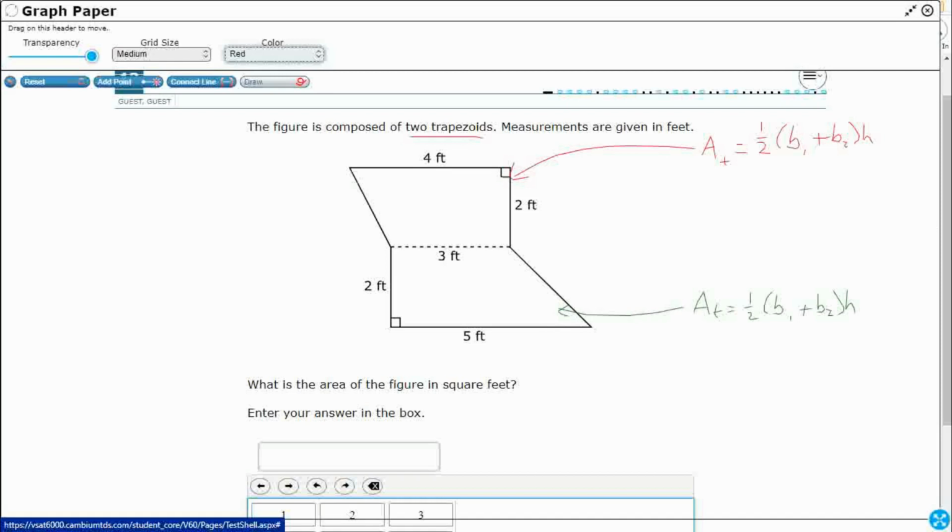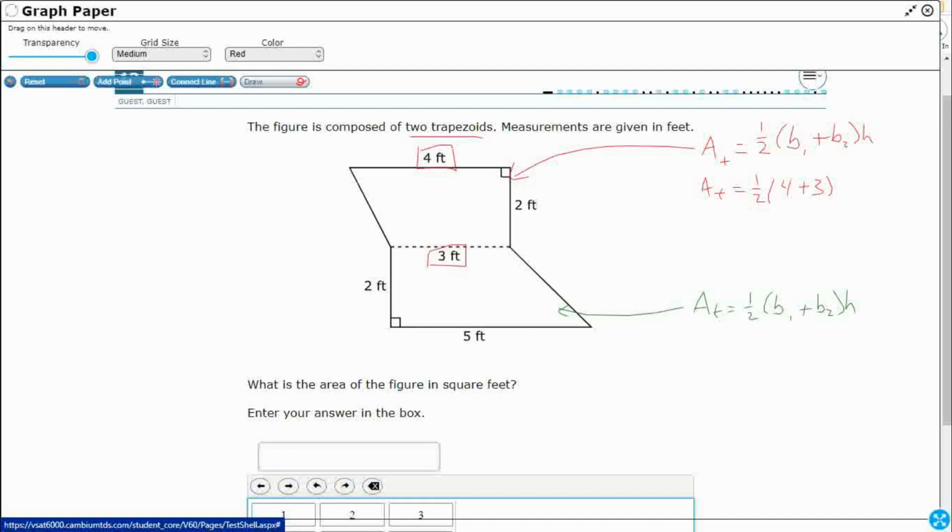All right, so let's go back to this red one. So the two bases are going to be the two parallel sides, right? So my base is going to be here. My base is going to be here. Doesn't matter which one's base 1. Doesn't matter which one's base 2. So the area of that trapezoid is going to be 1/2. So I'm just going to say 4 plus 3. We'll drop the feet, grab that at the end, and then the height.